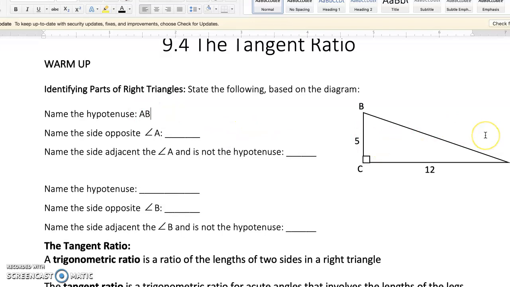If I wanted to talk about a side in reference to an angle, here's angle A, and I want the side that is opposite from it. So if I go across the triangle, the side across from it is side BC, which has a length of 5 units. If I want the side adjacent to angle A, I never refer to the hypotenuse. I just refer to the other leg. So here's angle A. The side that is next to it is side AC, that is 12 units long.